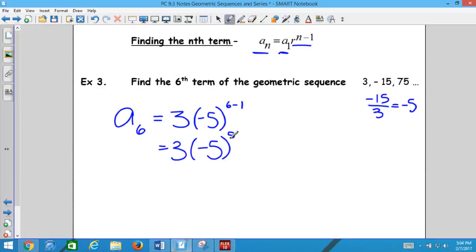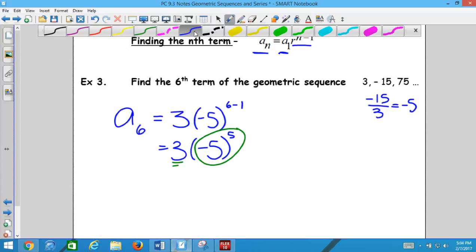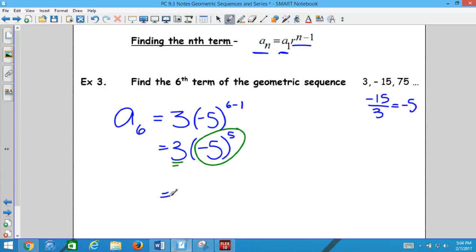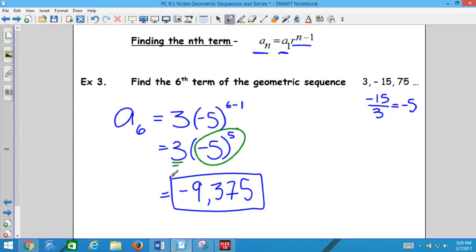Order of operations, I would not multiply. I would do the exponent first, and then I would multiply by 3 afterwards. Your calculator does order of operations, and this is definitely a question I would type in my calculator. So go ahead and type that in. You would get negative 9,375. That would be the sixth term.